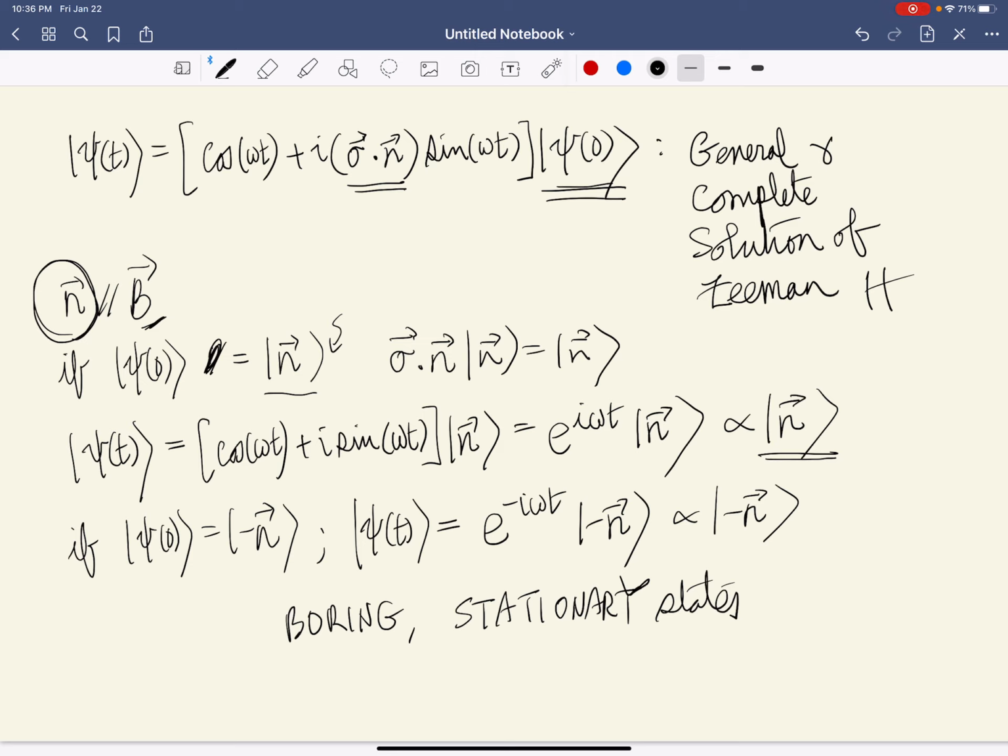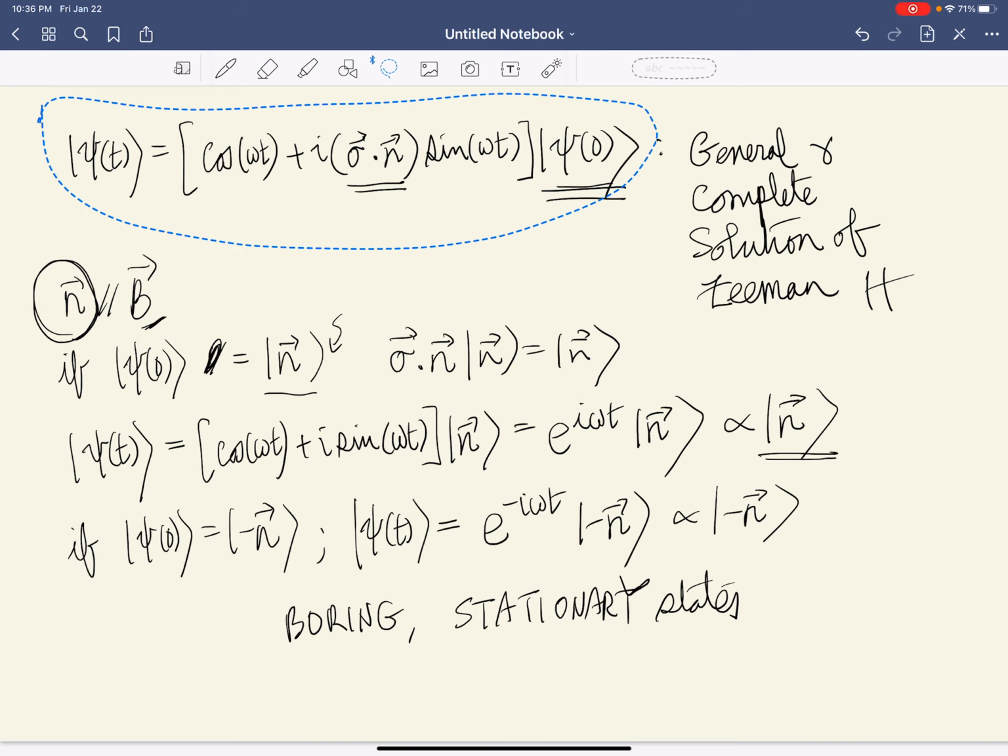However, a more exciting case is when this time evolution does something more meaningful.